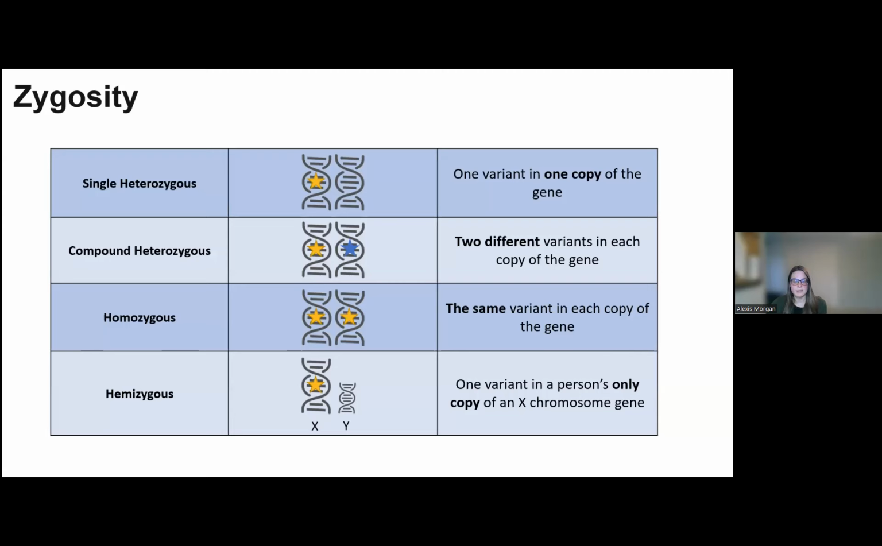Compound heterozygous means that there are 2 different variants in the same gene, whereas homozygous means the same variant was found in both copies of the same gene. And hemizygous is when one variant was found in a gene, but that person only has one copy of that gene. This primarily includes the genes on the X chromosome in someone who only has one X chromosome.